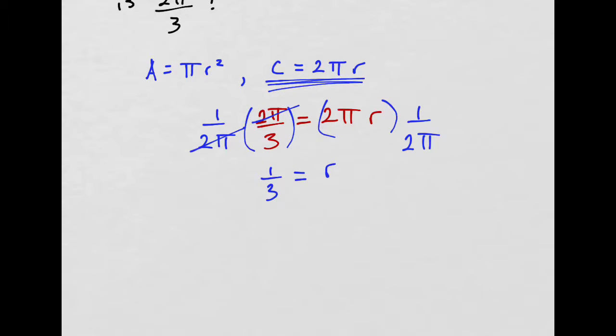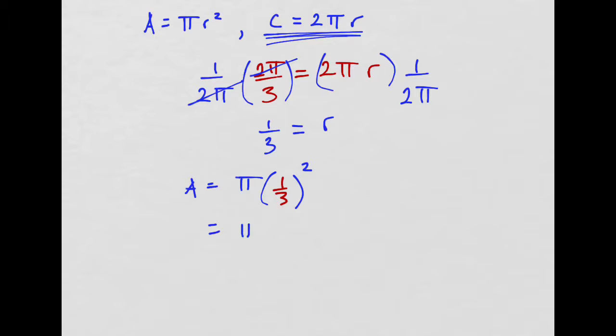So area equals pi times r squared, where r is 1/3, and I gotta square it. If I'm squaring a fraction, I just square the top and square the bottom, so it becomes 1/9. So it's pi times 1/9, which is the same thing as pi over 9. Great. Goodness gracious, that was easy.